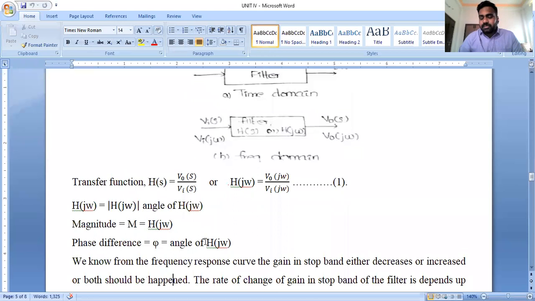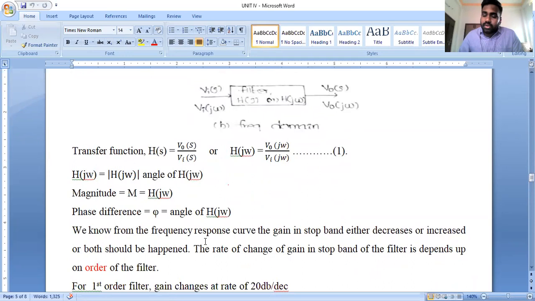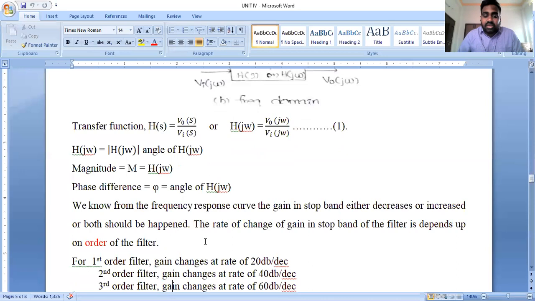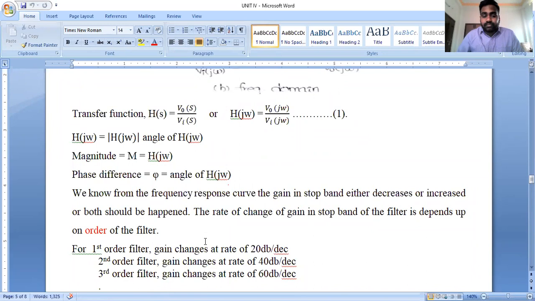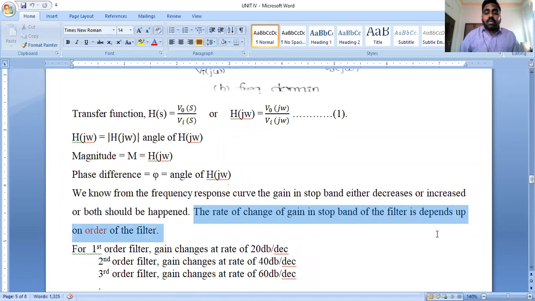What is the perspective of analyzing this transfer function? It is in order to observe the frequency response curve or gain response curve. Whenever the filter is delivering its performance, we have to observe the frequency response and gain behavior. The filter performance is observed with respect to the rate of change of gain in the stop band of the filter, depending upon the order of the filter. Depending upon the order of the filter, we can see the behavior of gain and the filter performance.